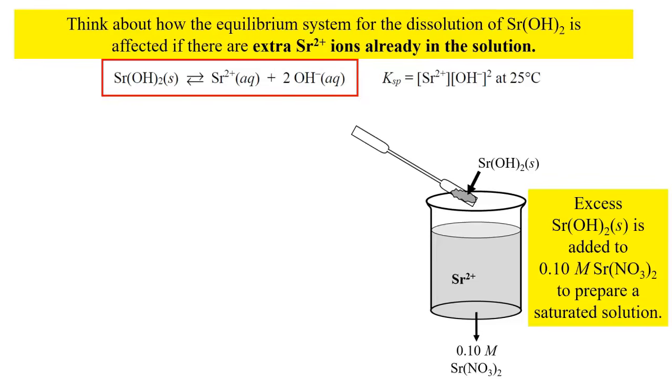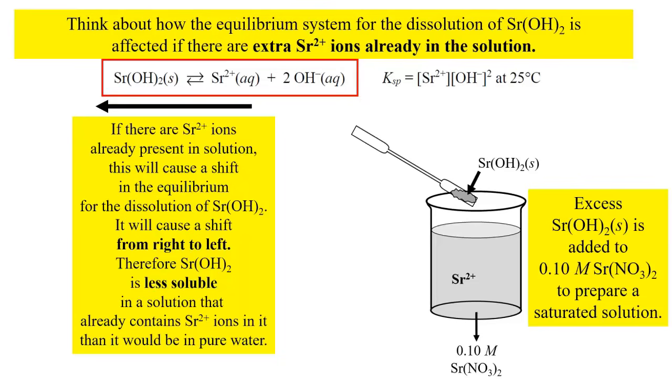In that solution, there are already present strontium ions from 0.10 molar strontium nitrate. If there are strontium ions already present in solution, then this will cause a shift in the equilibrium for the dissolution of strontium hydroxide. And it will cause a shift from products to reactants, or from right to left. Therefore, strontium hydroxide will be less soluble in a solution that already contains strontium ions in it than it would be in pure water.